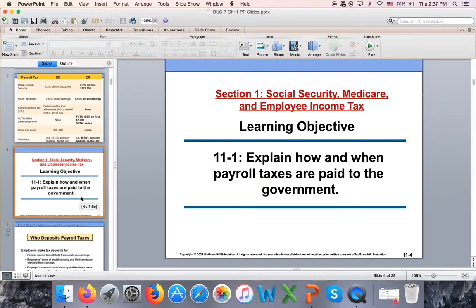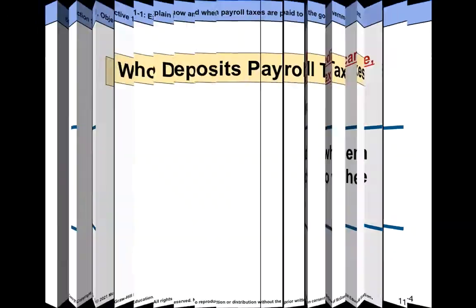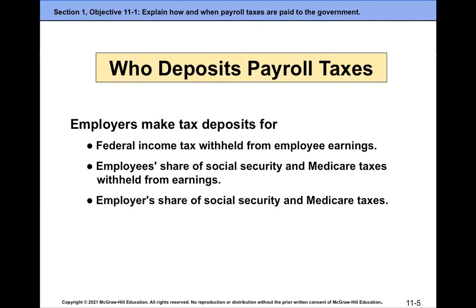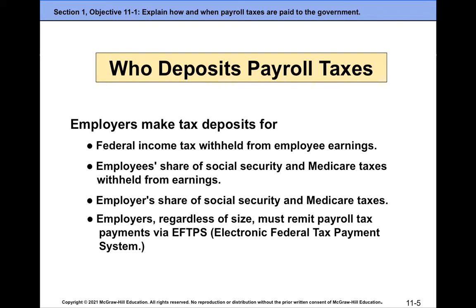So first of all, let's talk about how and when payroll taxes are paid to the government. Who deposits payroll taxes? We do. Employers make tax deposits for pretty much three taxes. We collect FIT, federal income tax, from employees. We collect Social Security from employees and Medicare from employees. And then we match the same Social Security and Medicare. So this whole lump sum consists of federal income tax, just the employee portion, and Social Security and Medicare tax doubled, because it's the employees' and the employers' portions. And we make a deposit.